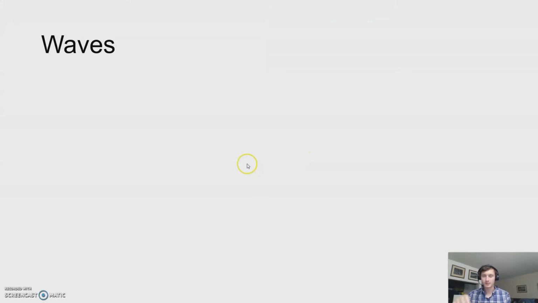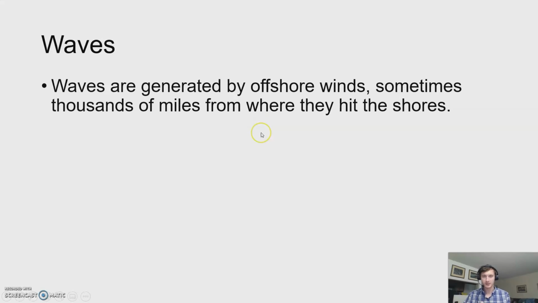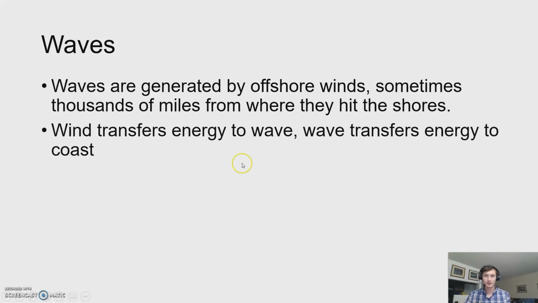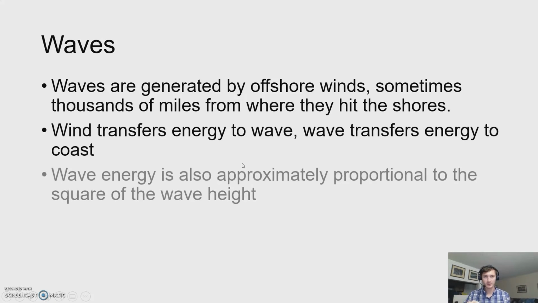All right. So we're going to move on from tides now and talk about waves. All right. So we all have heard of waves. Waves are generated by offshore winds blowing on the water. Friction as it blows on the water causes the water to move. Sometimes these winds can be thousands of miles away from the actual shoreline and drive the water all the way the distance over there. Right? This is transferring energy to the water, which then transfers energy to the coastline and helps to shape it.